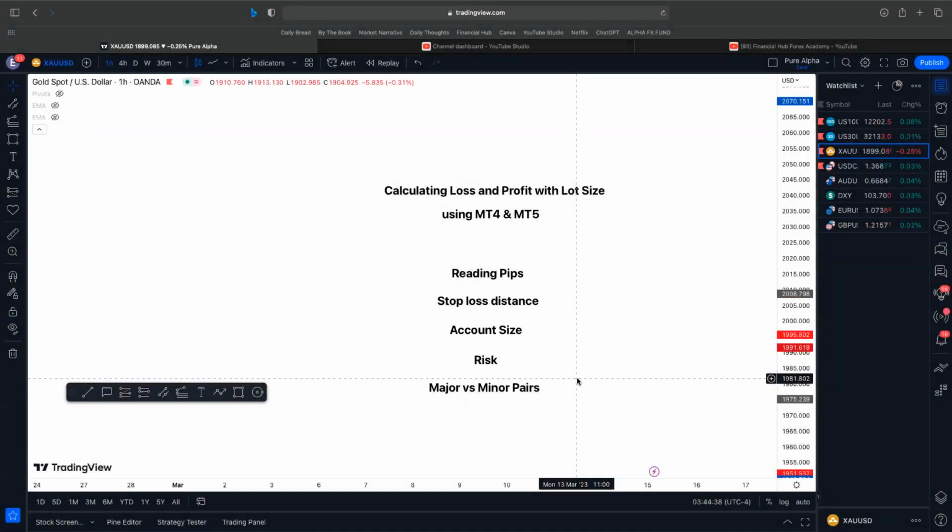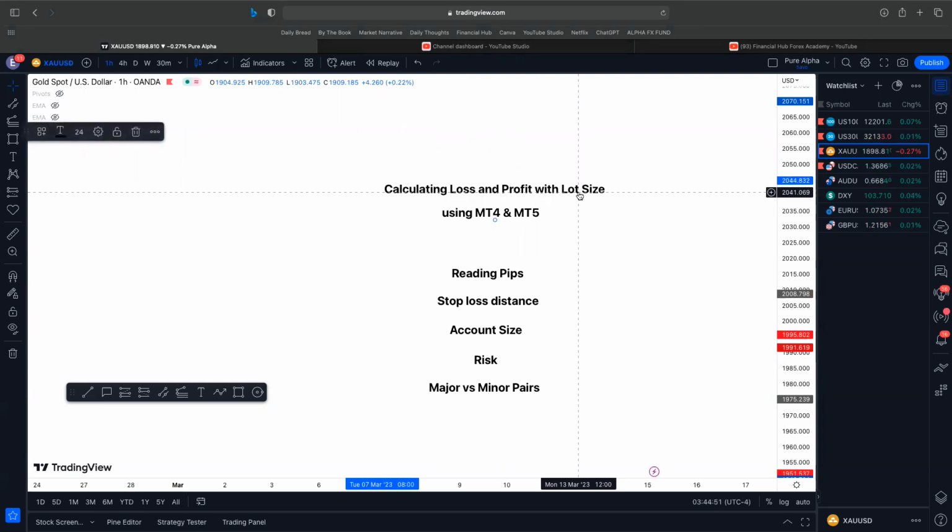Hello everyone, so today I'm going to talk about how to calculate loss and profit with the lot size, how to calculate how much you can lose, how much you can make using different lot sizes possible. This was a question that Raysam asked me in the Discord, and many of you other people have asked me different questions. I'll do a video on it, but let's start with this one because it's the most basic. If you don't understand this, then you're going to lose a lot of money.